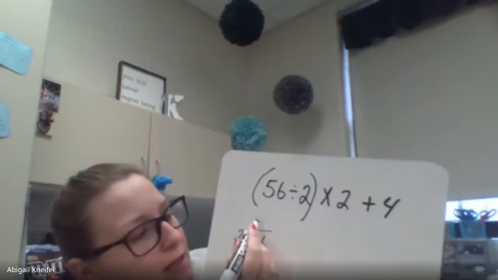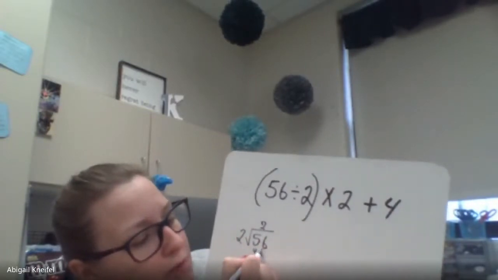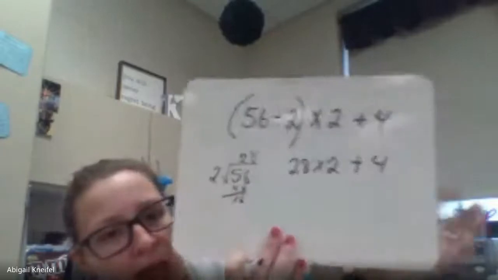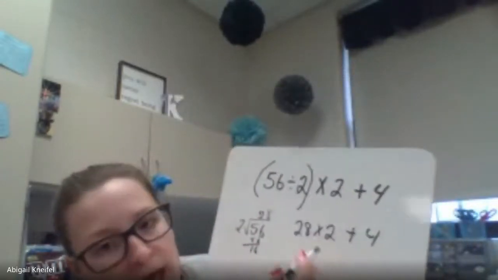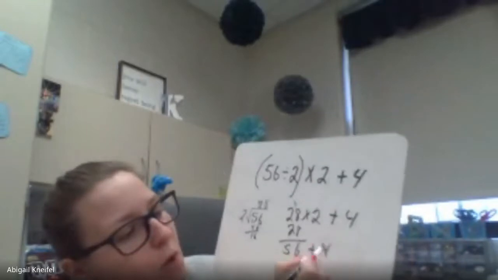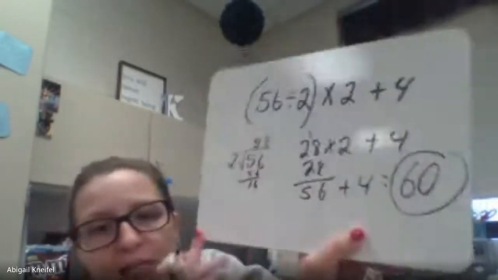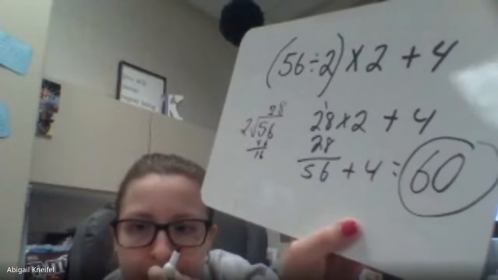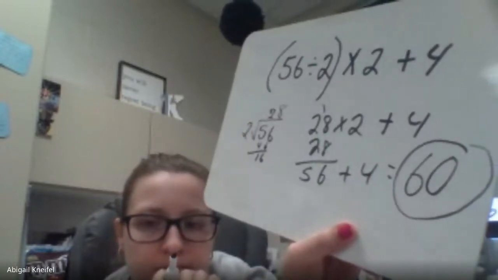2 goes into 5 2 times, which is 4. Bring down the 1, bring down the 6. 2 goes into 16 8 times. So, now we have 28 times 2 plus 4. Next, we have to do the multiplication. 28 times 2. And you can do times 2, or you could just add 28 plus 28, because that would be the same thing. And I get 56 plus 4, which equals 60. The answer is 60. Looks like we got some right answers, which is fabulous. Great job.